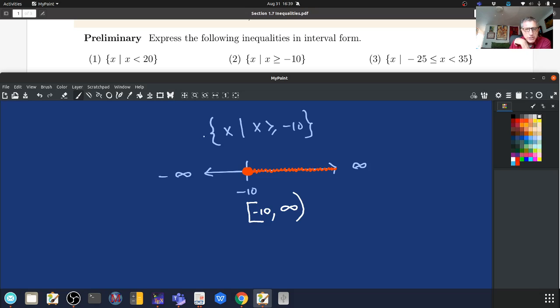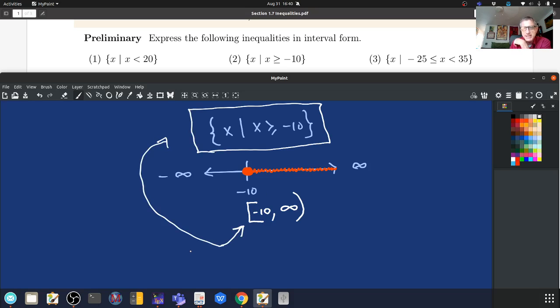So again, just to be clear, this is a set right here. This is a set. This is also a set. These two sets contain the exact same numbers. This interval notation is just another way of writing what's included in this set.